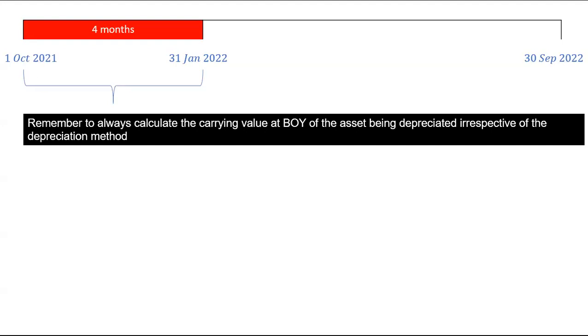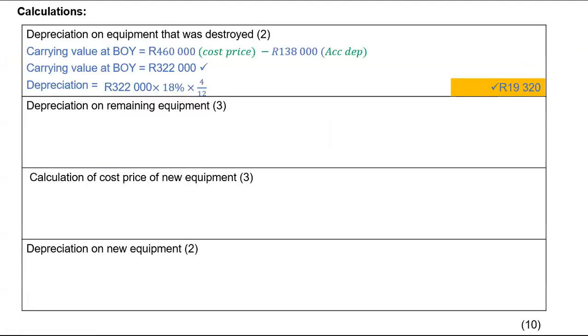But I can't ask that in grade 12, can I? I don't think I can. All right. We're not there yet. So what you need to do here is to calculate the carrying value of this asset that was destroyed. I already put the answers for you there. So carrying value at the beginning of the year will be 460,000 minus 138,000.